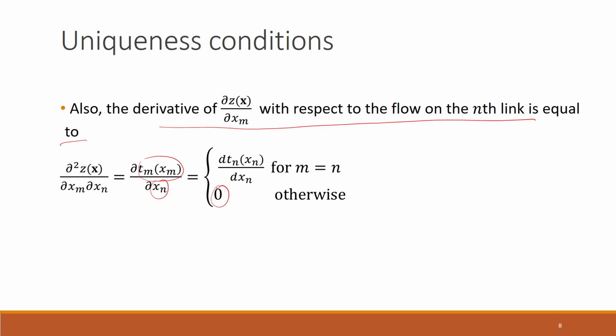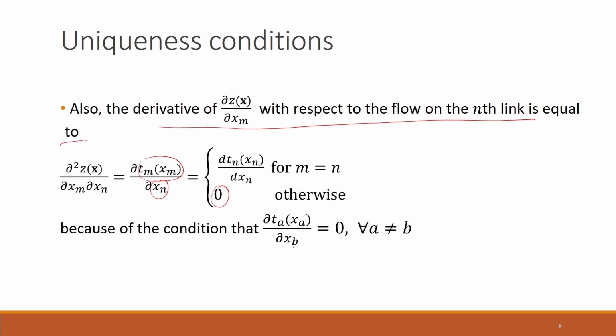And why is this coming? Because of the condition that the travel time on link k is only a function of the flow through that link, and if we take the derivative of that function with respect to the flow on any other link, then this will be equal to 0. But if we are taking the derivative with respect to the same link, then this is what we get. This is the slope of the travel time function at the given point.